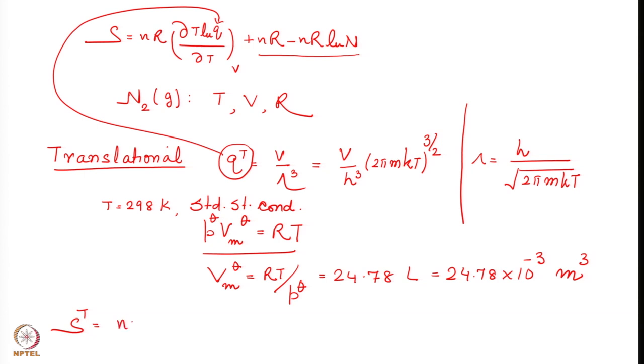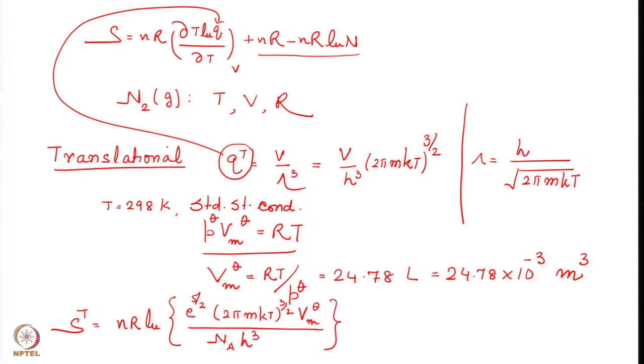And what is the Sackur-Tetrode equation? NR log, I will write e raised to the power 5 by 2, 2 pi m kT raised to the power 3 by 2 into V, I'll put V_m naught. I'm not writing standard state on that side, but consider this as a standard state. This is equal to, or I will have N_A into h cubed. I am not deriving this because we have derived it earlier. In fact, when you put q_T is equal to V by h cubed, 2 pi m kT raised to the power 3 by 2 here, in this expression, you are going to get this Sackur-Tetrode equation.